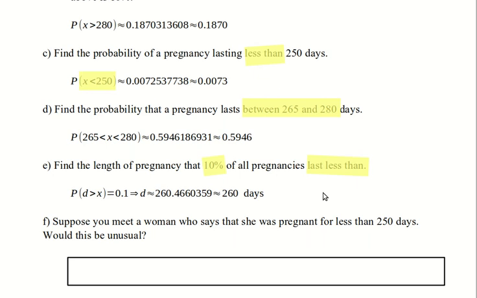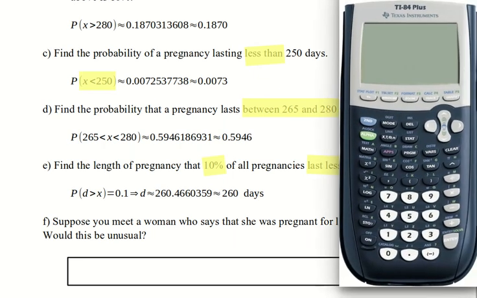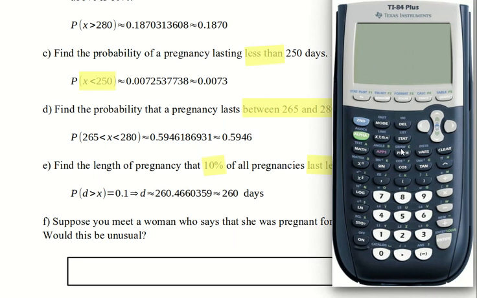Now, because this idea of working backwards is somewhat unusual, it does require an algebraic way of thinking. Algebra is the art of restoring, of working backwards. Let's go through and check this. Let's see what percentage of all pregnancies last less than 260 days. We're basically checking. So I'm going to do that with Bell. I'm going to launch the program.